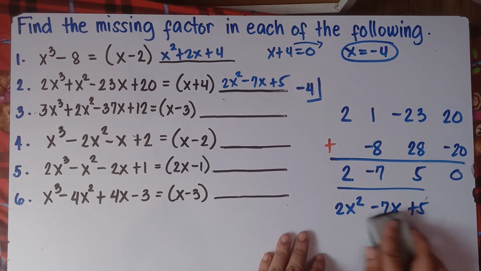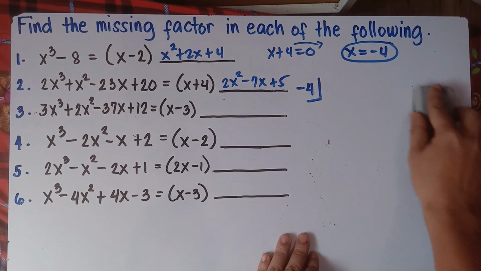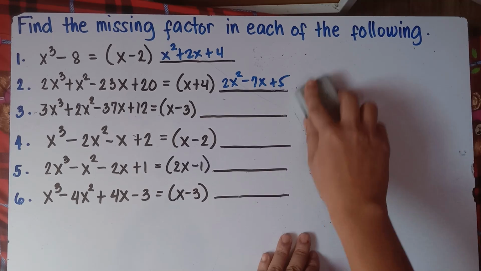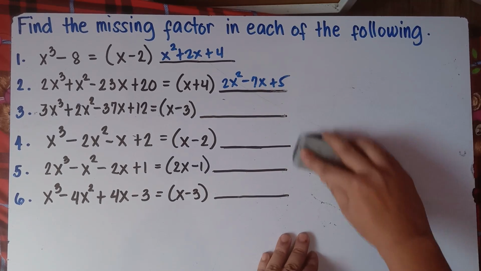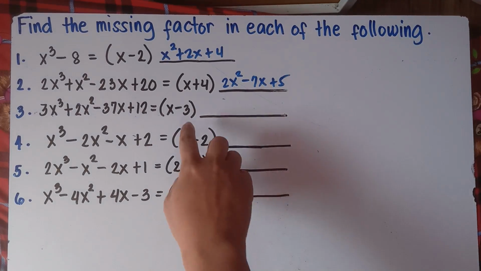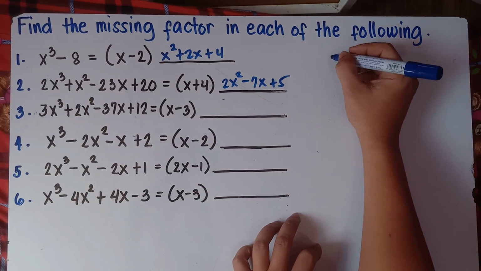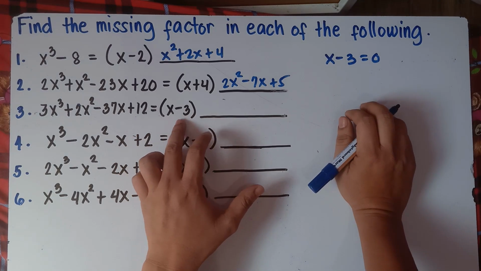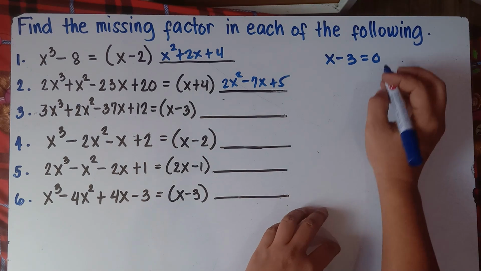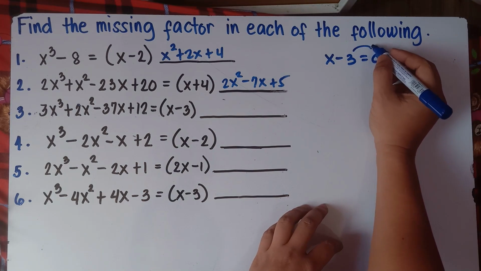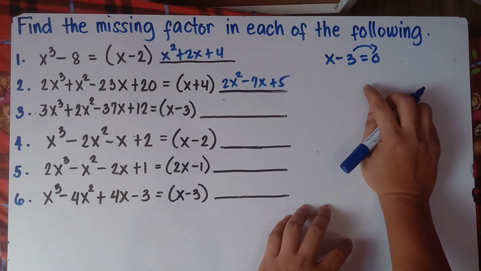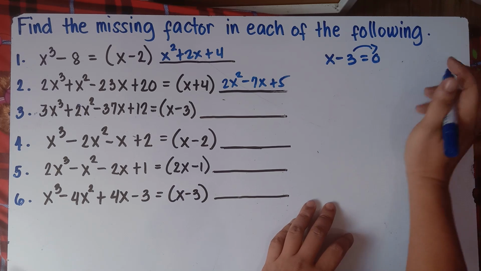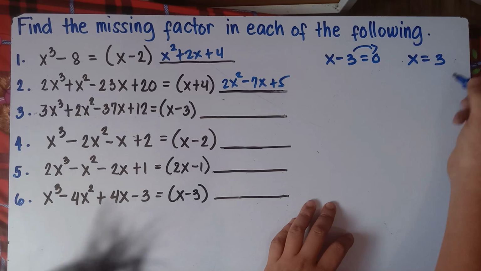Alright, let's try number 3. So once again, first thing to do, you get the value of x from this given dividend. So we have x minus 3 equals 0. Just equate your divisor, class, into 0. Transpose or transfer 3 from left to right, and do not forget to change the sign. Once you transfer across the equal sign, you always change the sign. This is negative, it will be positive 3.